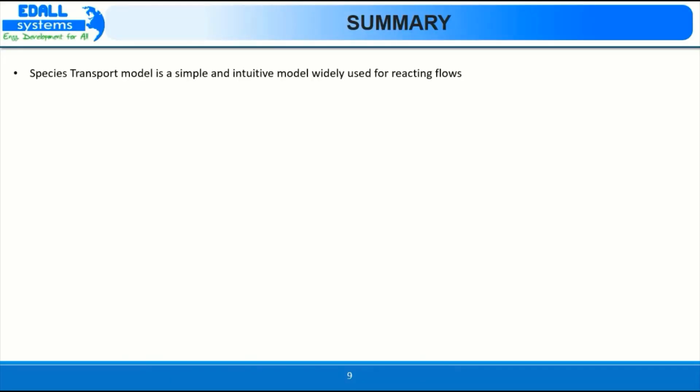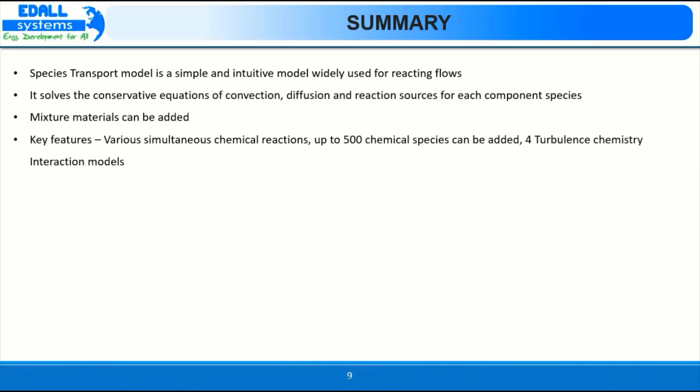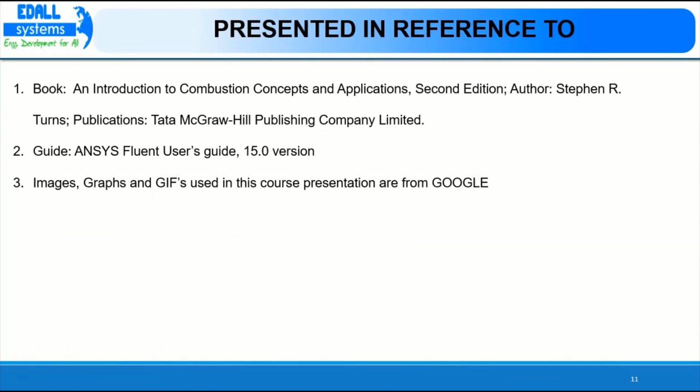So, summary of today's class. We learned that species transport is a simple model which is widely used for solving reacting flows because conservation equations of convection, diffusion and reaction of species for each component are solved here. Then mixture materials can be added, which is a very good thing. Then we saw some of the key features of the model, that various simultaneous chemical reactions are solved. Then we saw some disadvantages, where we got to know how the model becomes unreliable under certain conditions. At last, we have seen some steps for how we can model a combustion problem using species transport of ANSYS Fluent with a demo example. The references for today's class are present here.